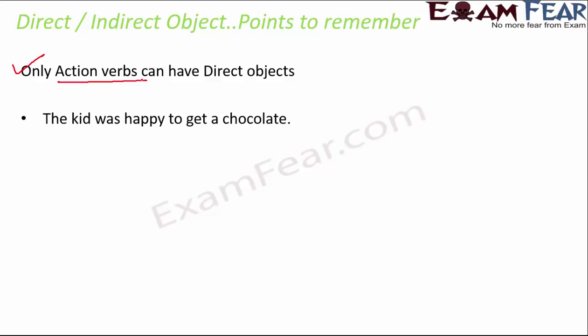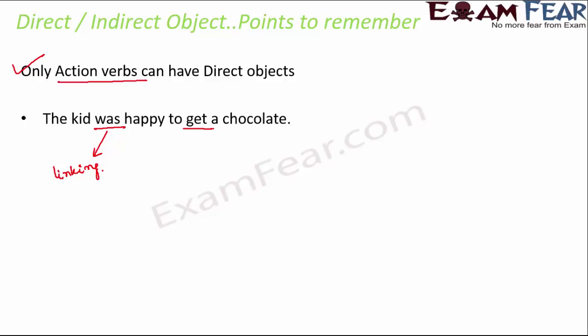In this case, let us try to locate the verbs. Was is a verb, get is also a verb. Now if you look at this was, what is was? Is it an action verb? No. This is a linking verb. Why? Because was doesn't show any action that is taking place. It is just trying to link other words to make the sentence meaningful. So is, was, am, were, has, have, these are all linking verbs and not action verbs.